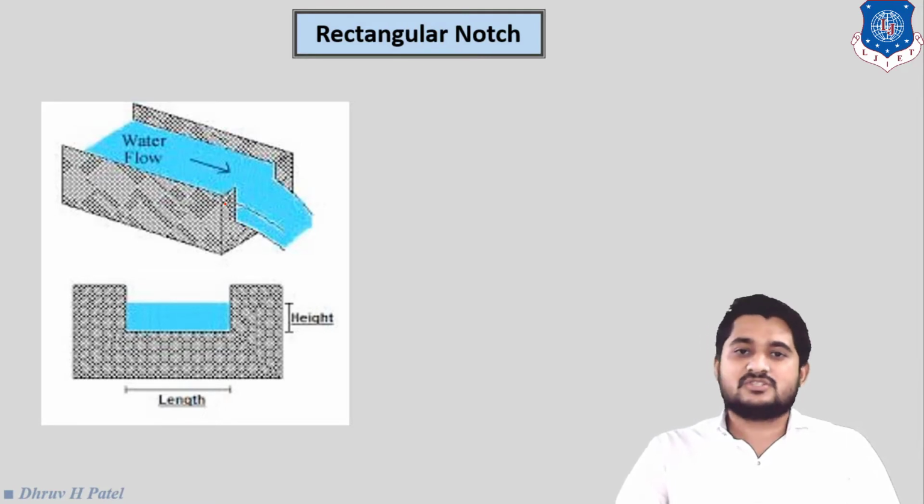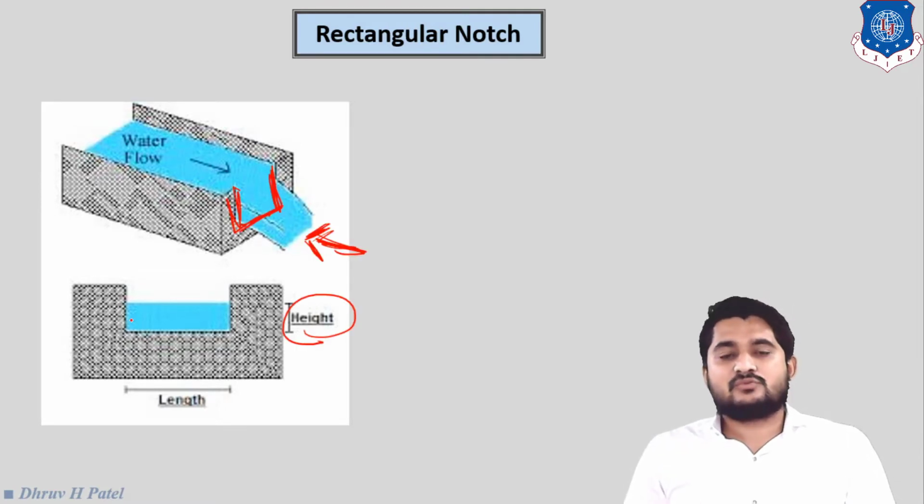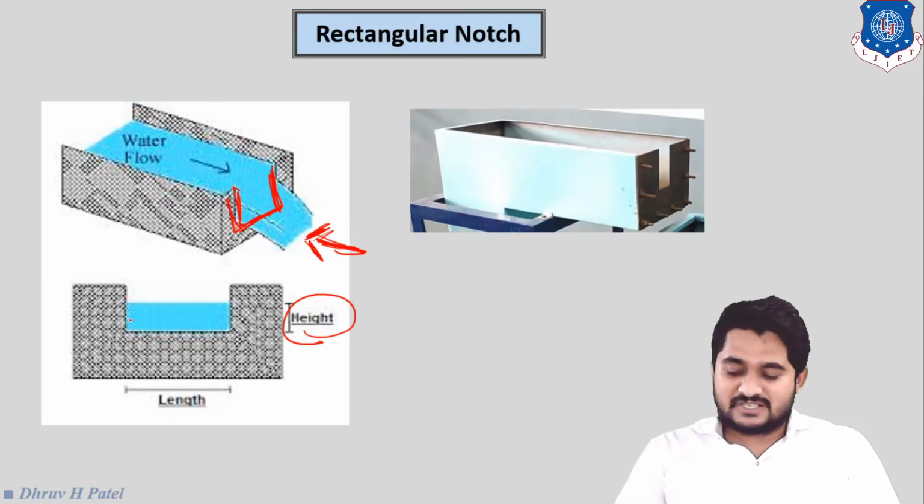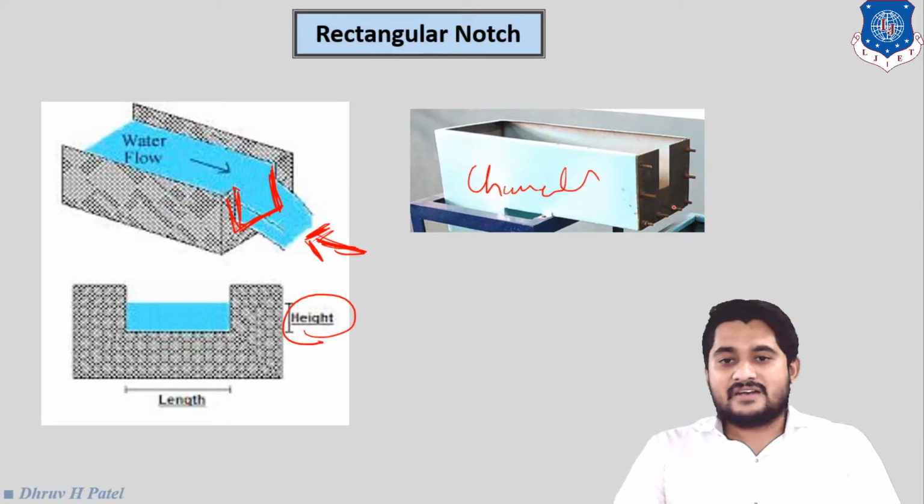So basically if you want to find the discharge through any canal, you can use a rectangular or triangular notch, right? So in our experimental setup, this is our channel section, right? So this is called the channel section and this is the rectangular notch, right? So this is the side view of the rectangular notch.